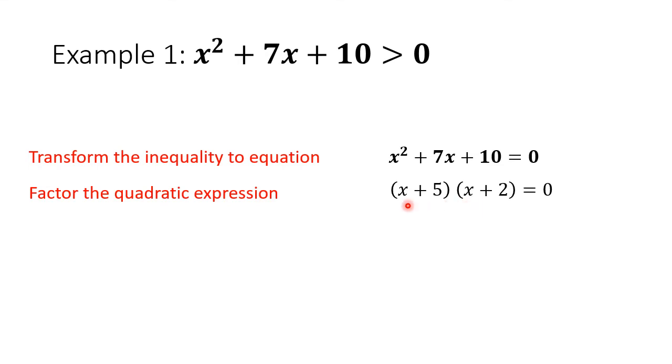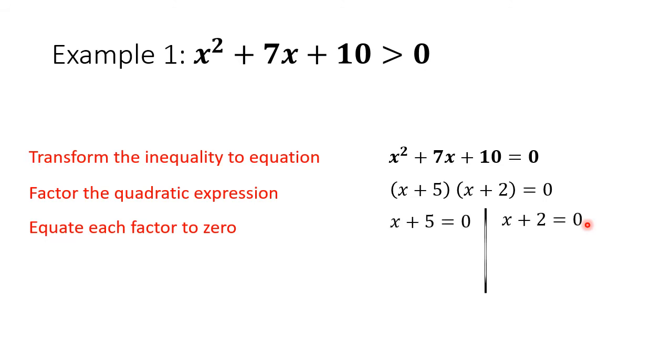So, we have the factors, the quantity x plus 5 times the quantity x plus 2 is equal to 0. Next, equate each factor to 0. Okay, so we have to use the zero product property. So, we have x plus 5 is equal to 0 and x plus 2 is equal to 0. So, by using APE, we can now solve for the value of x. Since x plus 5 is equal to 0, we have x is equal to negative 5. Okay? By using the APE. For x plus 2 is equal to 0, by using APE, we have x is equal to negative 2.